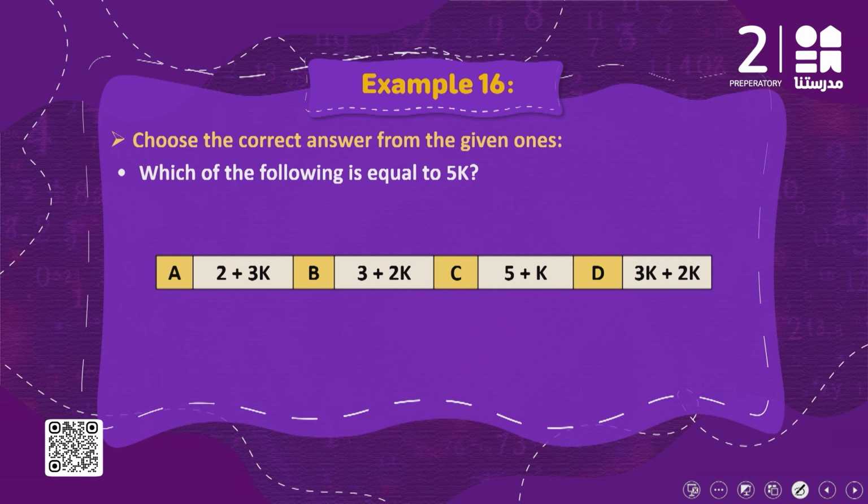Which of the following is equal to 5k? Is it 2 plus 3k? For sure no. Is it this one? No. 5 plus k? No. This one, 3k plus 2k.